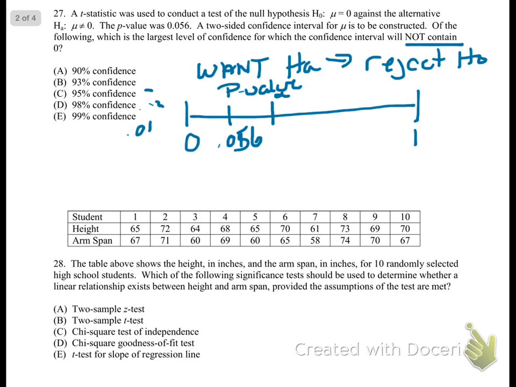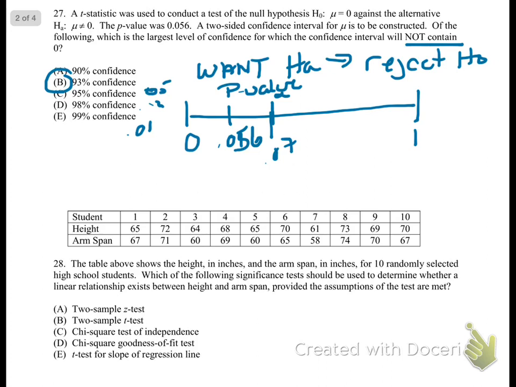Here's a tricky one, 95. 95 is 0.05. That is still to the left. So let's go to B. 93 is 0.07. Look at what happens here if I put 0.07. Now we can reject H0, so the answer is B.